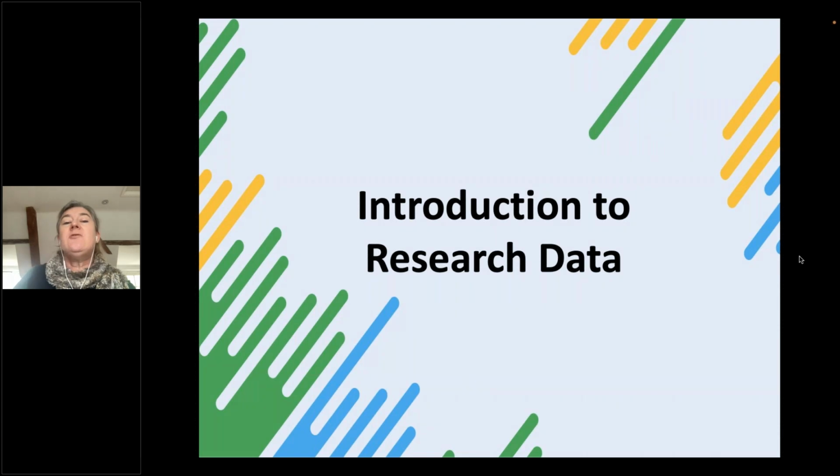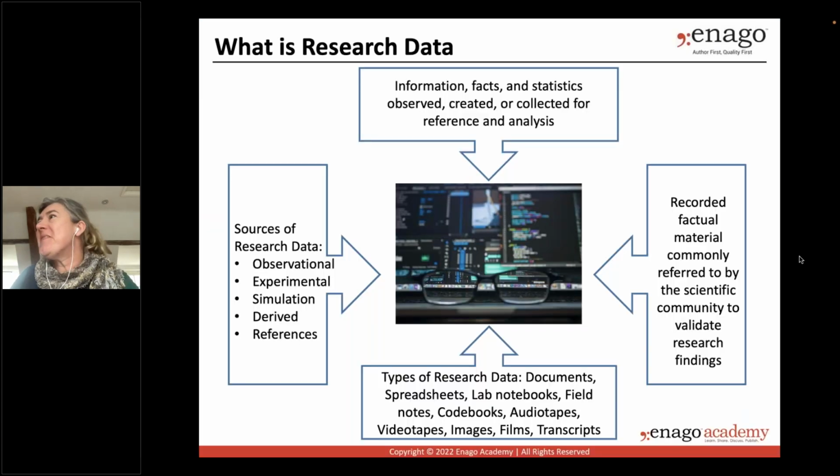So to begin with, the introduction to research data. What is research data? Data is information, facts, anything that's observed or created in the course of conducting research. It's used to validate the research findings, and it consists of documents, spreadsheets, digital and written formats, some audio, could be visual, or even physical. There are lots of different kinds of research data.